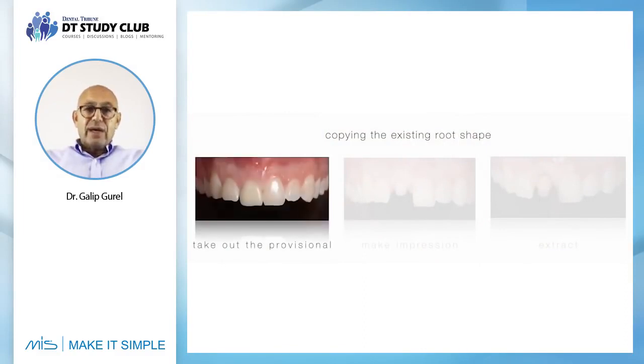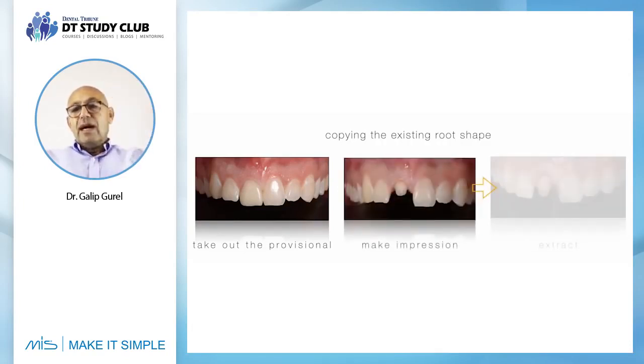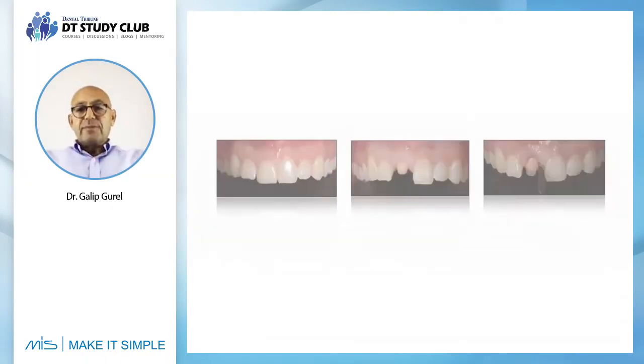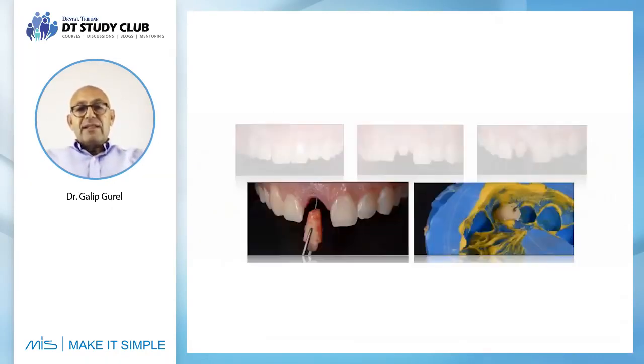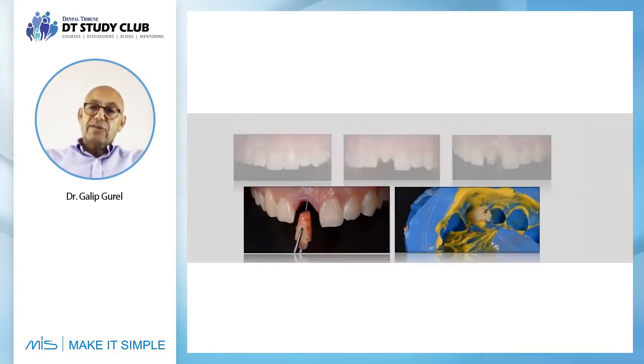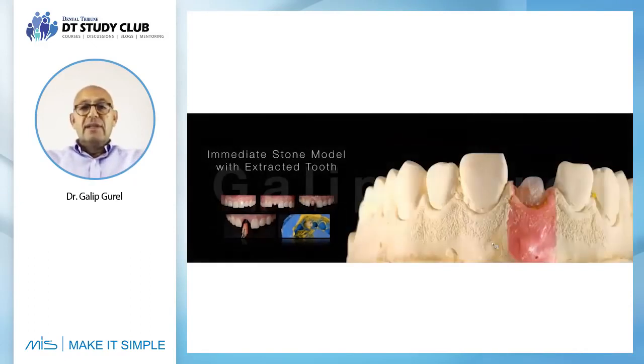And after placing the implant, what I'm doing is copying the existing root shape. So what is this? I made the provisional. I take the provisional out. I extract the tooth, and then this extracted tooth goes back into the impression that we took before. So it's like transferring the implant analog into our stone model. So this is the extracted tooth in our stone model.